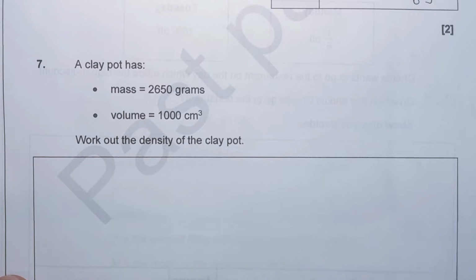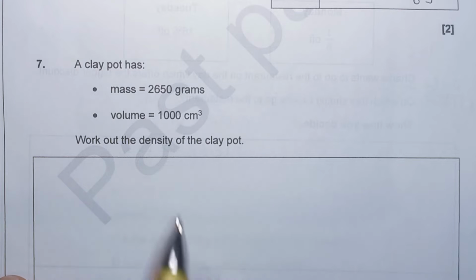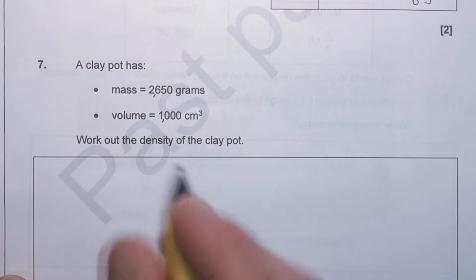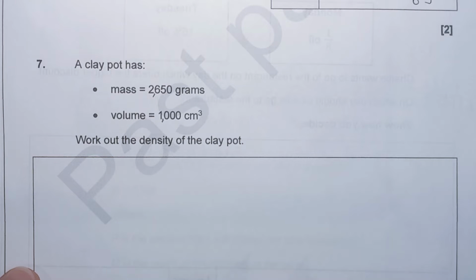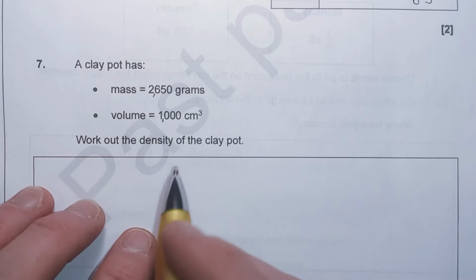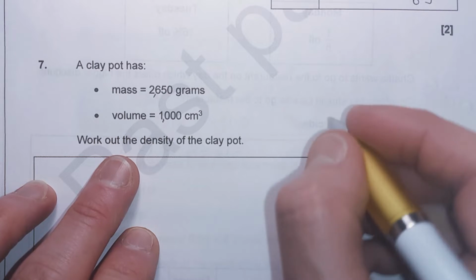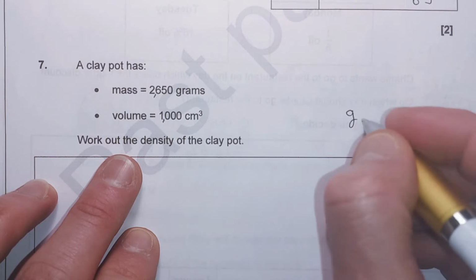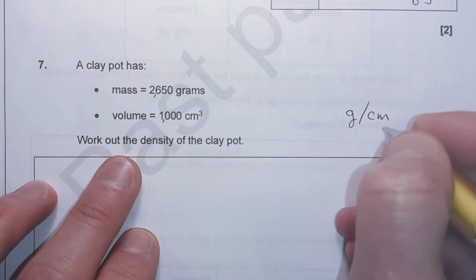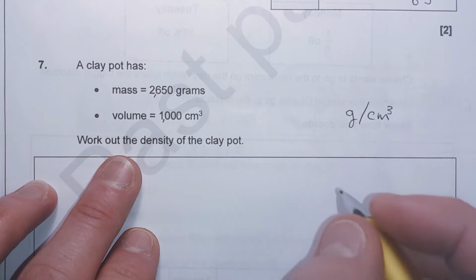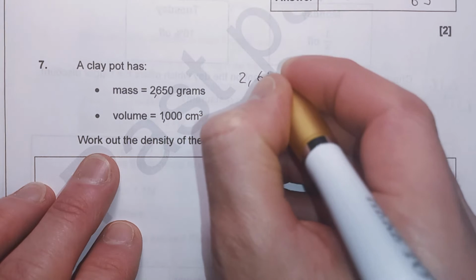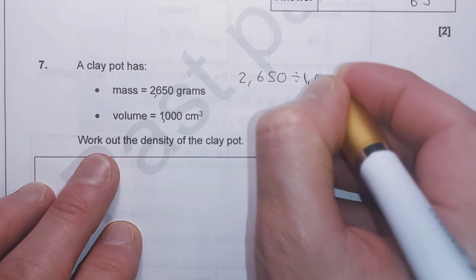Question 7. A clay pot has mass equal to 2,650 grams. The volume is 1,000 centimeters cubed. Work out the density of the clay pot. Okay, well, the density is going to be the weight, or the mass, so grams, per centimetre cubed. We've got 1,000 of them, so we're going to need to divide 2,650 by 1,000.